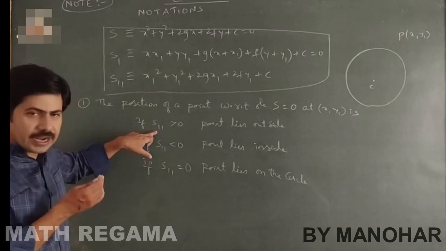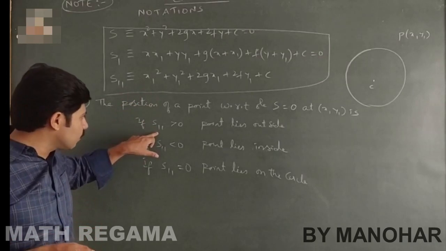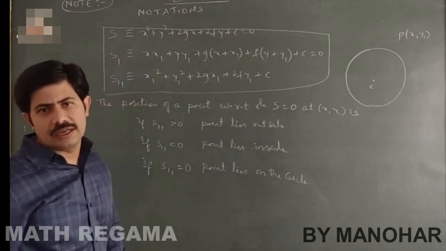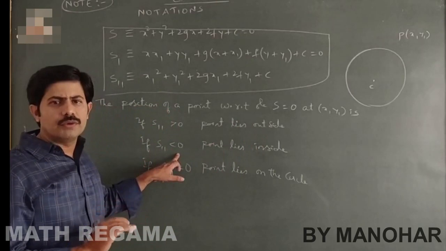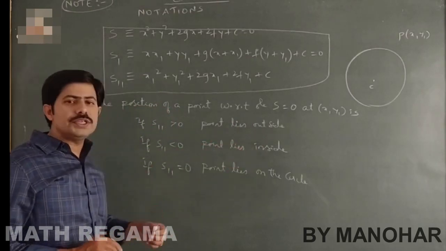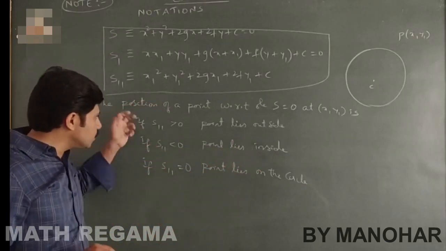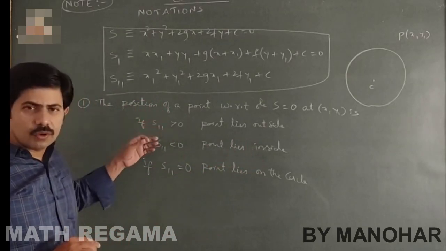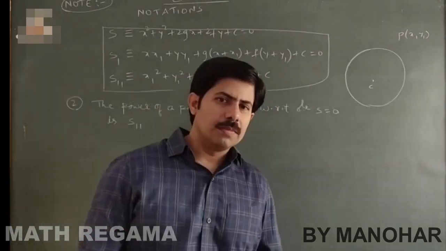So we find S11 with respect to a given point and circle. If this S11 is greater than 0, the point lies outside the circle. If S11 is less than 0, meaning a negative value, the point lies inside. If S11 is equal to 0, the point lies on the circle. So here, the position of a point means you have to find S11 and check whether it is greater than 0, less than 0, or equal to 0. Okay, so this is the first formula.